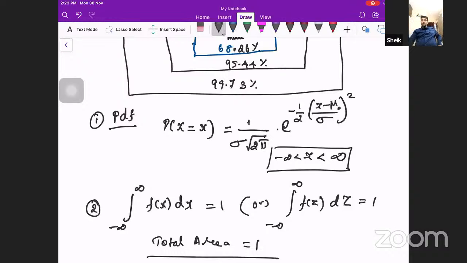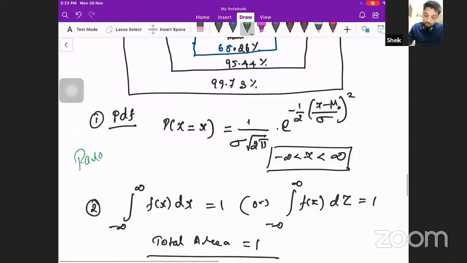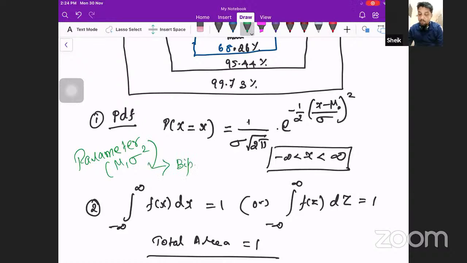Now listen here, parameters. I think I have not yet explained about parameters. For a normal distribution, the parameters are mu and variance, that is, mu comma sigma square. Therefore, it is biparametric. Normal distribution is biparametric.